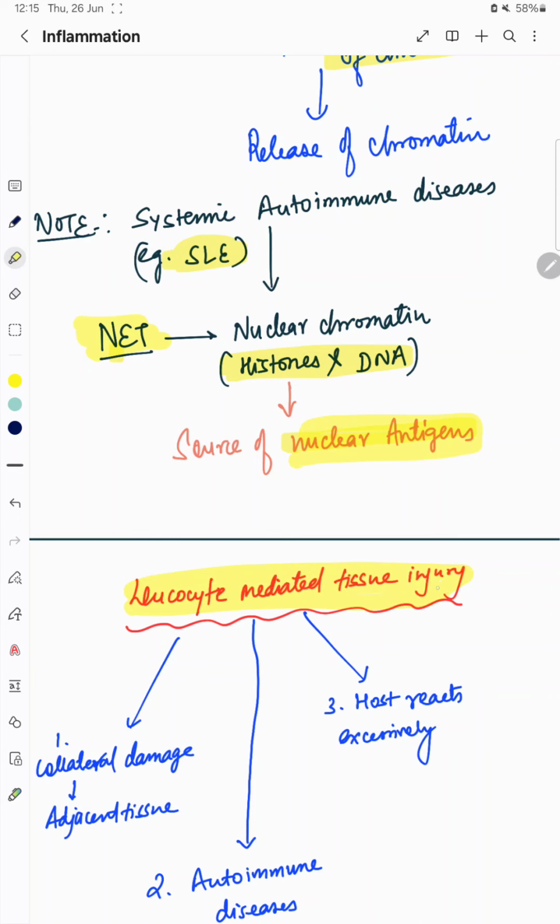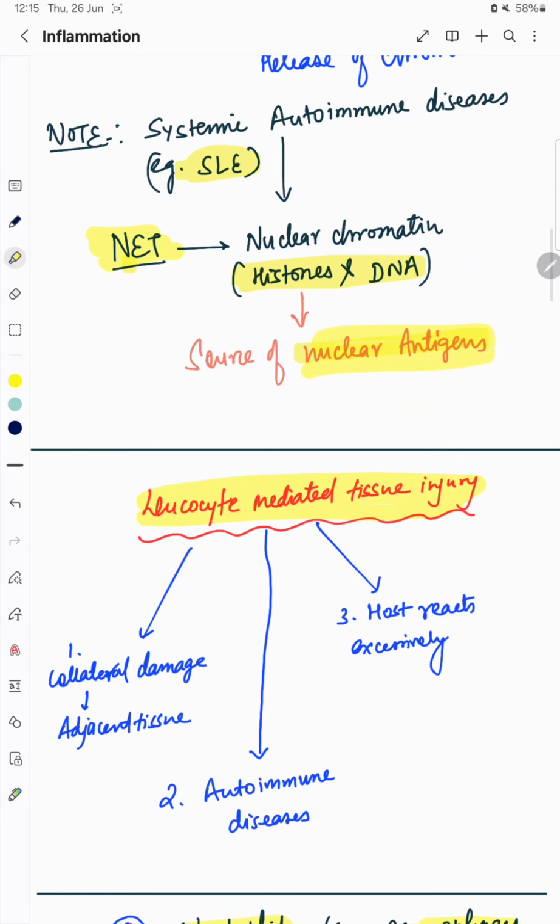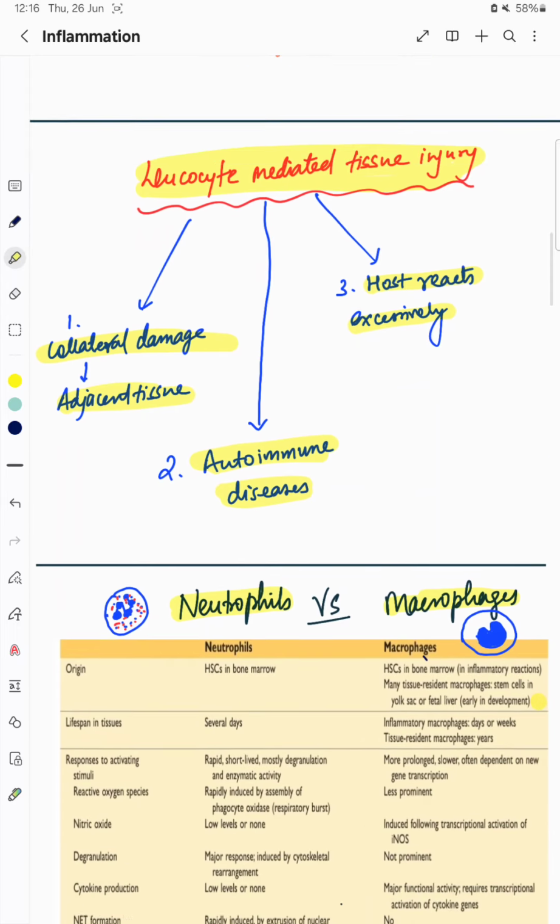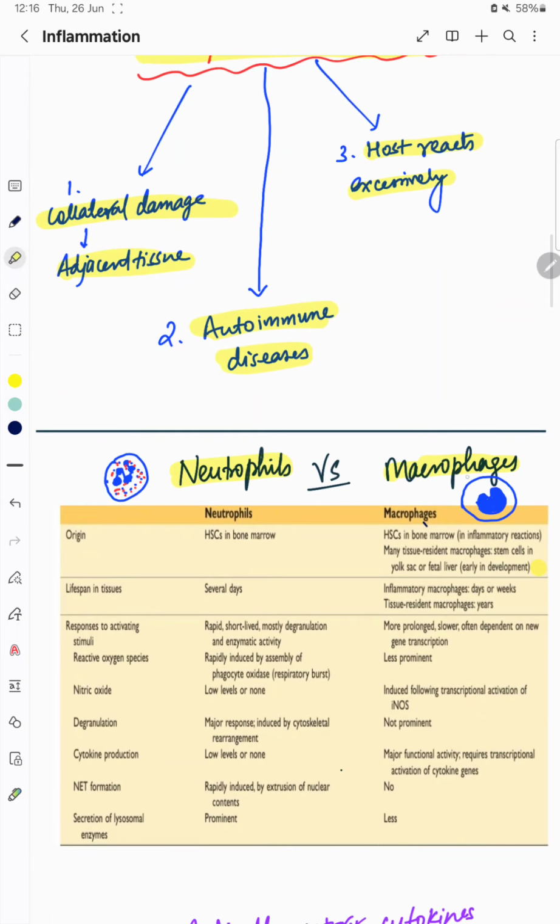Leukocyte-mediated tissue injury. If there is inflammation or leukocytes are recruited there, then they will cause collateral damage to the adjacent tissue. They might cause an autoimmune disease, or the host reacts excessively, which is seen in hypersensitivity reactions. This is the difference between neutrophils and macrophages, which we have already discussed in one of our videos.